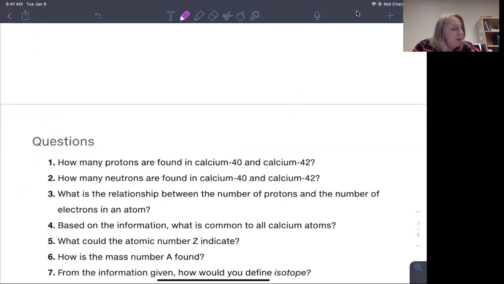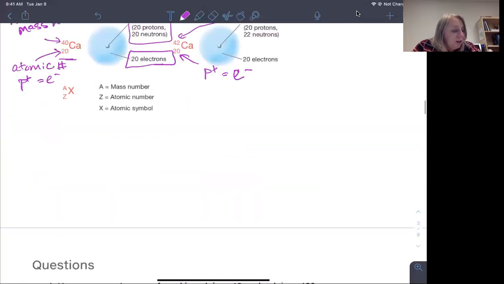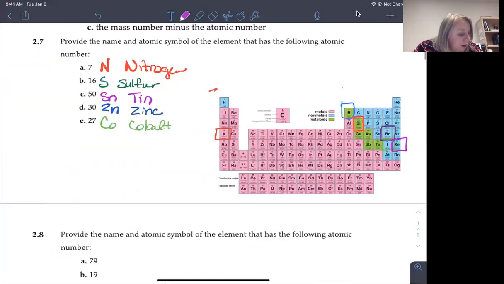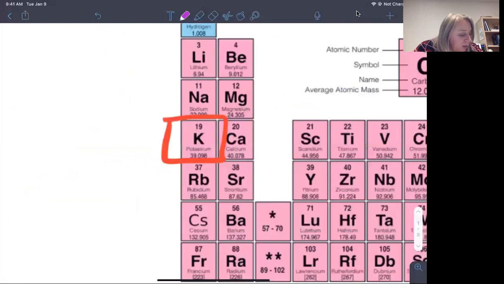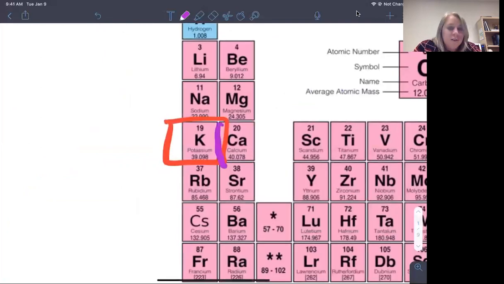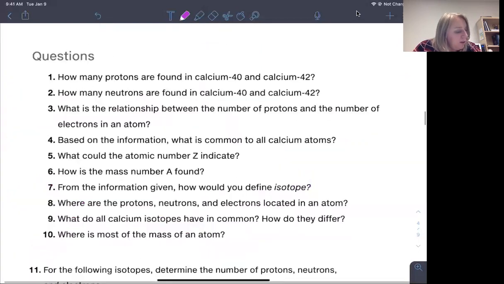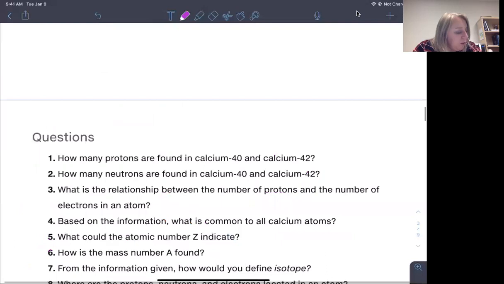How many protons are found in calcium-40 and calcium-42? It's 20 because it's calcium, right? If we go up to our periodic table and you find calcium, here's calcium. It doesn't matter what isotope you are. That 20 tells me I have 20 protons. So I'm going to come back here and say how many protons are found in calcium-40? 20. How many are found in calcium-42? 20. If it says calcium, the answer must be 20.